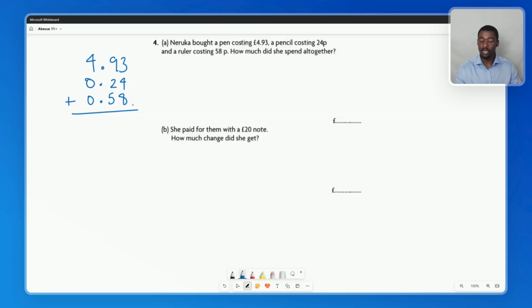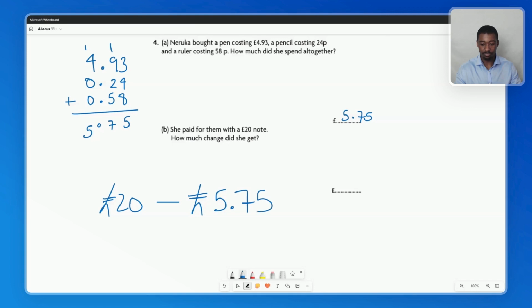3 plus 4 is 7, plus 8 is 15. So 5, carry the 1. Then we have 10, 12, 17, carry the 1, and then 5. So £5.75. And then we're told she paid for them with a £20 note. So how much change did she get? Well, the change will simply be that £20 minus how much she actually was charged for all the items. So £5.75.